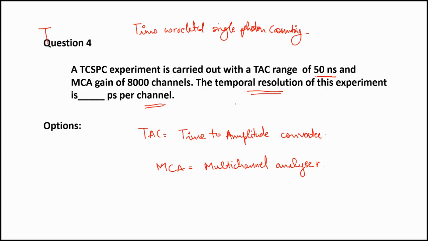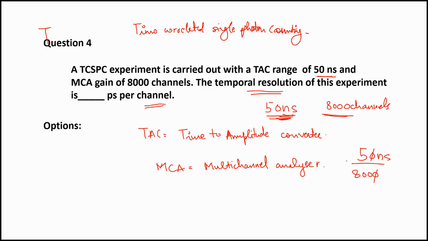Now suppose the time range is 50 nanoseconds and you have 8,000 channels. For each nanosecond of signal, how many channels will work? That decides how much the resolution is. To find this resolution, we'll calculate 50 nanoseconds divided by 8,000. Okay, this is very simple.